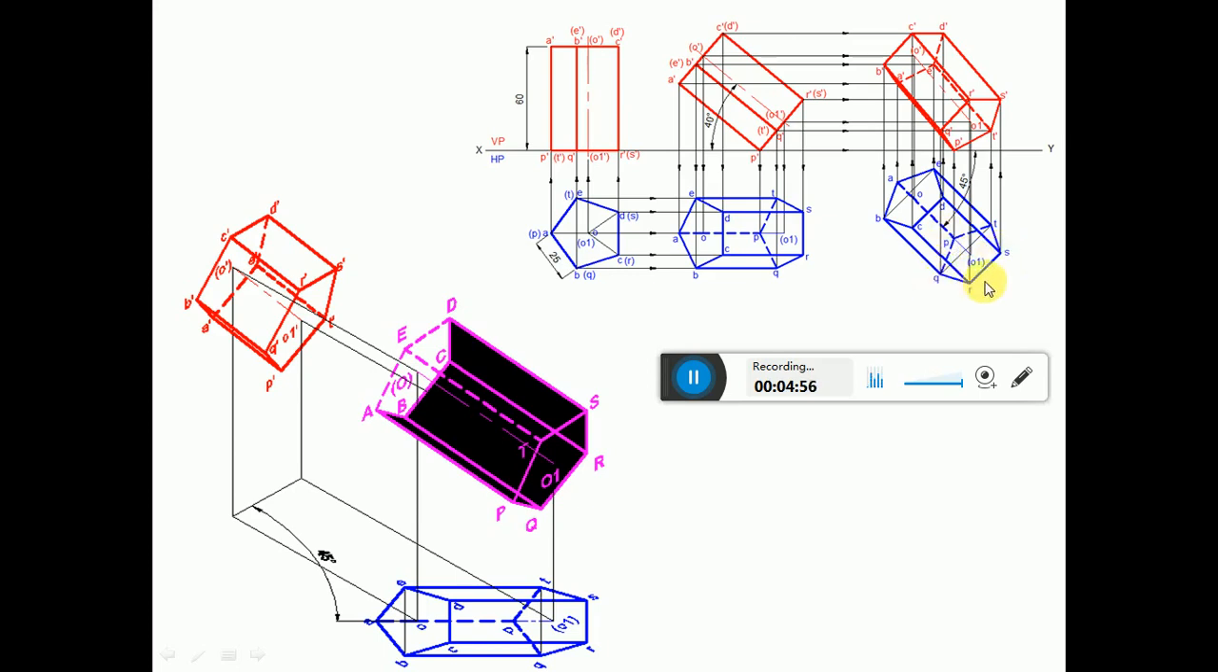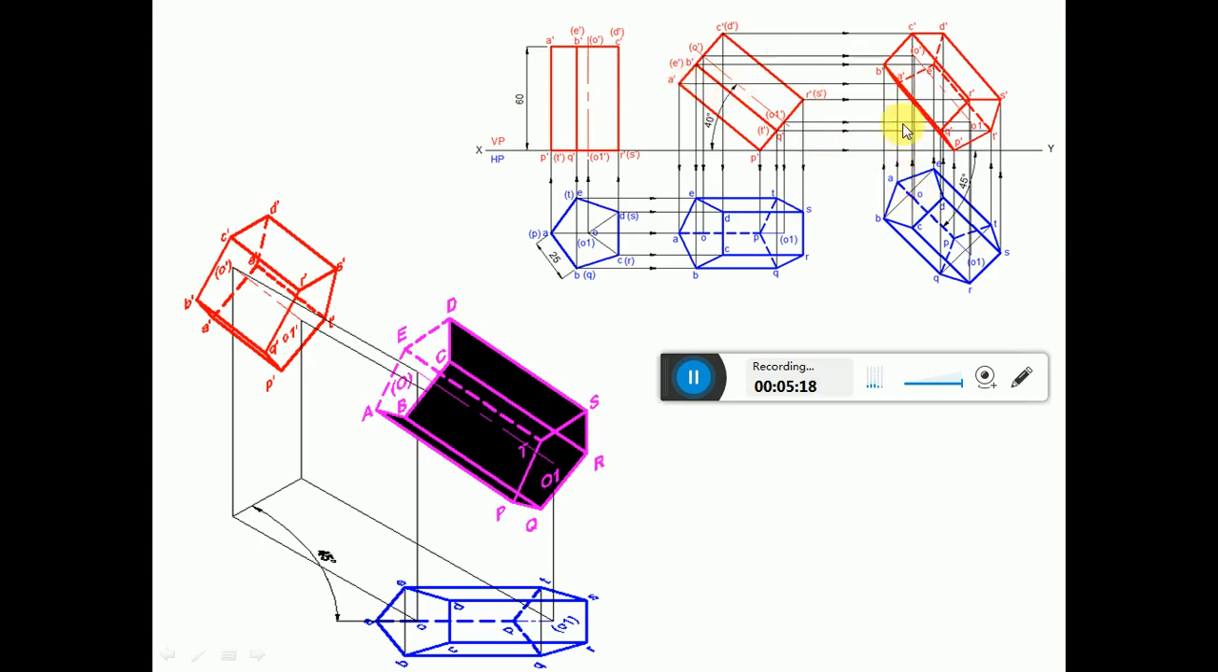Then name them and join all those visible and invisible edges exactly the same way as the second position top view to complete the third position top view. Now we need to draw the front view. To draw the front view, draw a vertical projector from A dash and draw a horizontal projector.